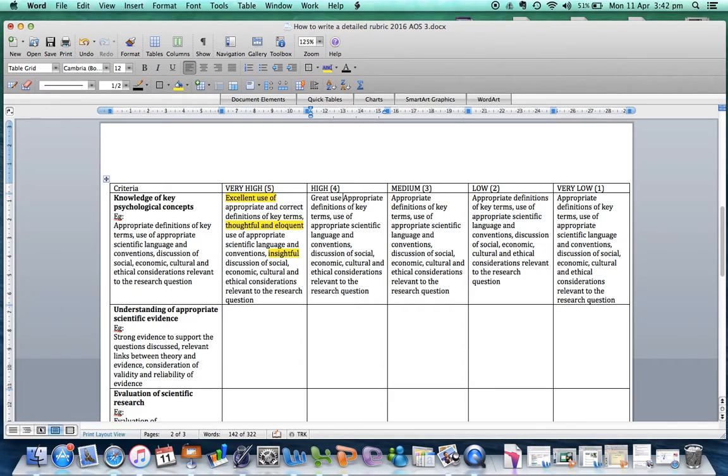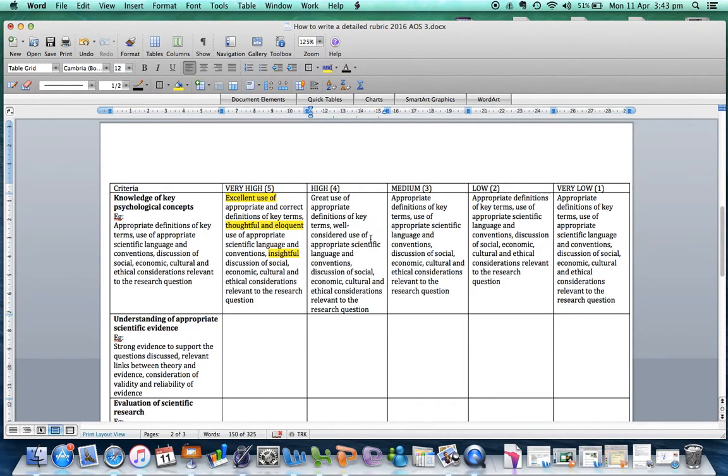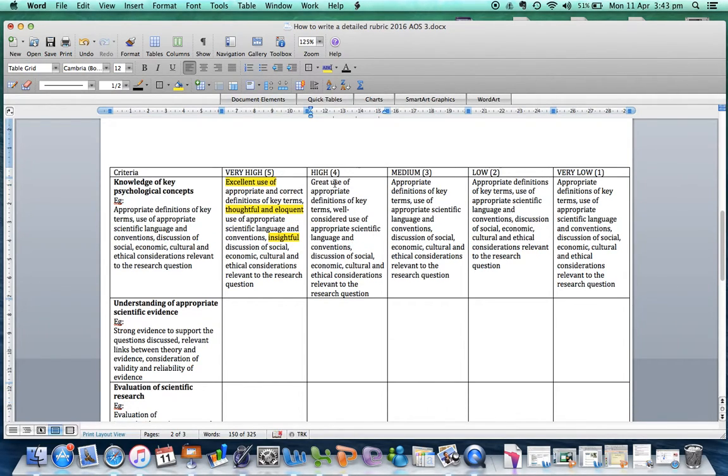great use of appropriate definitions of key terms. Considered, let's do well considered. Well considered use of appropriate language and scientific conventions. Great. Well considered.